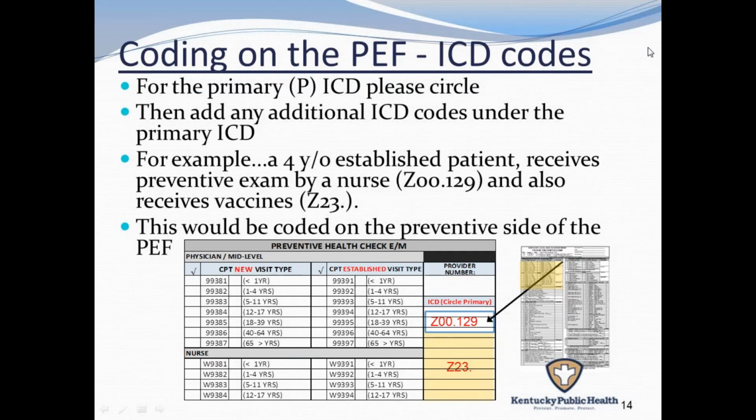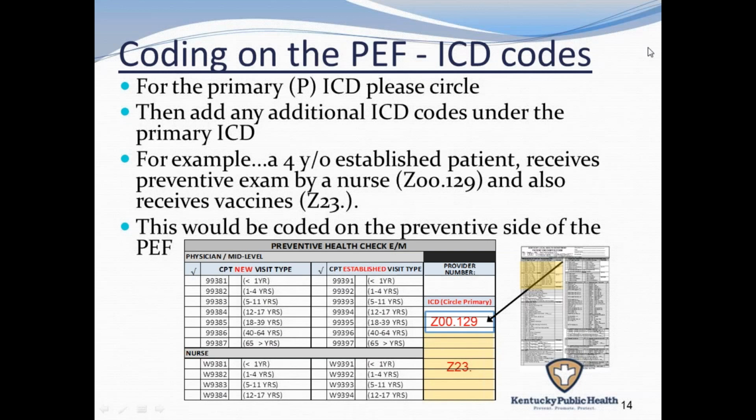For the primary ICD-10, please, what I would do, because, like I said, there's a lot of information on this PEF, and it's hard to get everything on it, but use it how you need to. But I would circle the primary one. I would want my clerk up front to know that this is where I want this to go as far as cost centers. So that's what I would do, is just circle the actual ICD-10 code that you want.